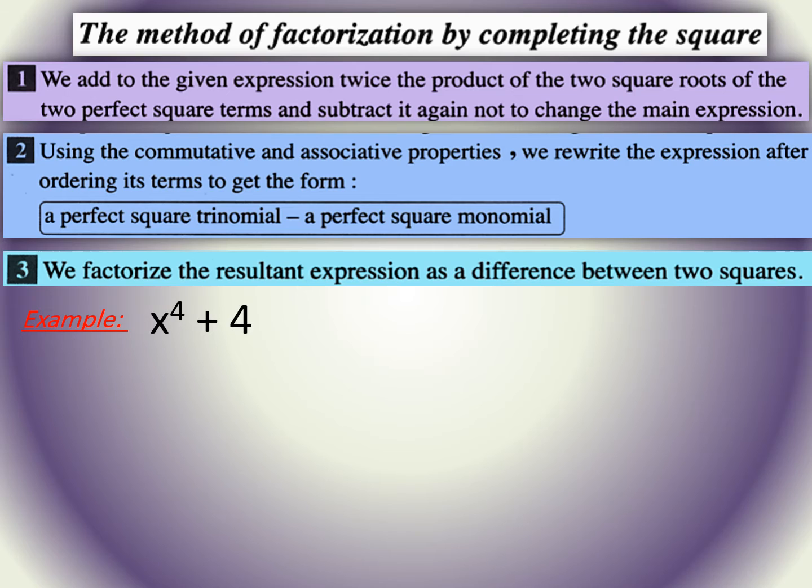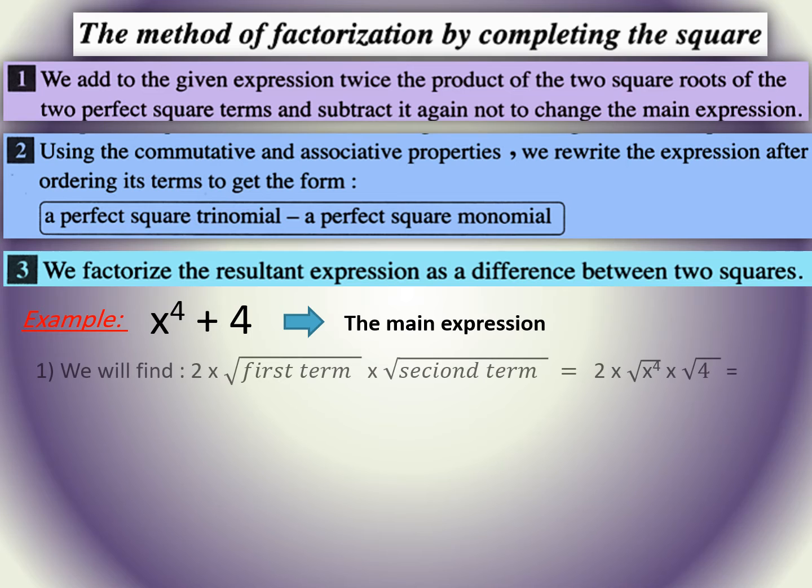Example: x power 4 plus 4. This is called the main expression. Now we will find 2 times the square root of the first term times the square root of the second term. This is called twice the product of the two square roots of the two perfect square terms.